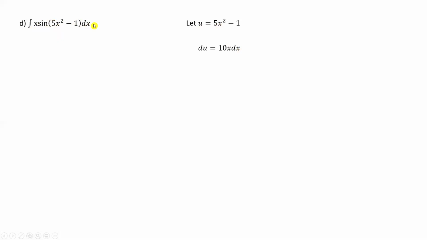So I'm skipping some steps now. Sine u, what would x dx be? If you were to get x dx by itself, can you see that it would be 1 over 10 du? So 5x squared minus 1, the angle, was replaced with u. X dx, if you get that by itself, would be 1 over 10 du.